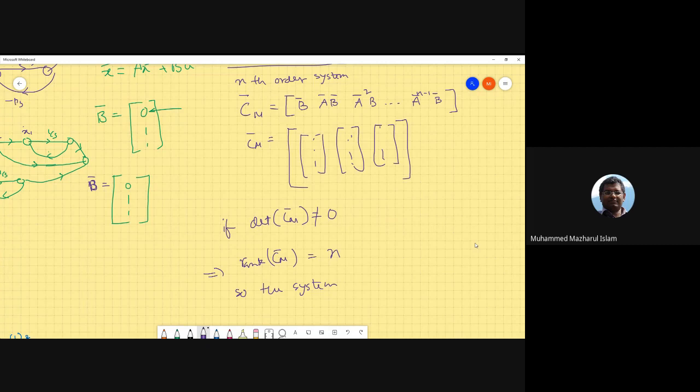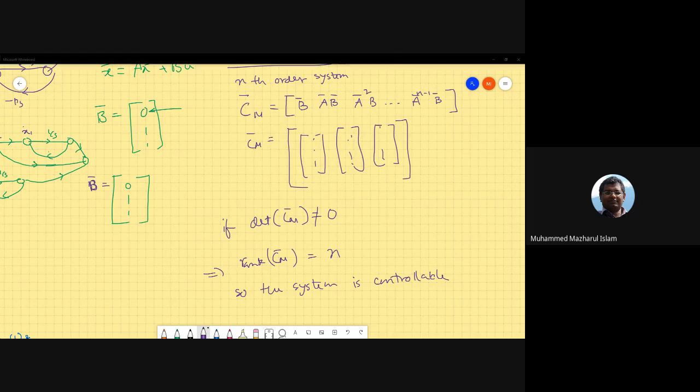So for any kind of system, we have to calculate the controllability matrix first, and then we have to find its determinant. If the determinant is not 0, then that's fine, it's controllable. So before we even start to consider any state variable feedback mechanism, we have to check whether a system is controllable or not. Okay?